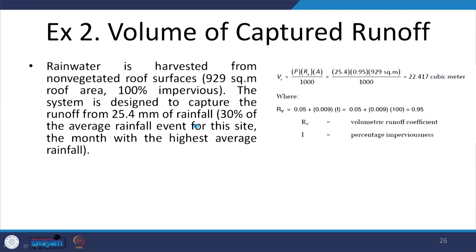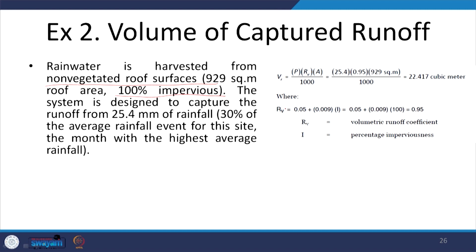So, this is one of the examples where we are calculating the volume of captured runoff. Now, this is for a roof area which is a non-vegetated roof surface. This non-vegetative roof surface is 100% impervious. So, it allows 100% of the water which it receives to run off.